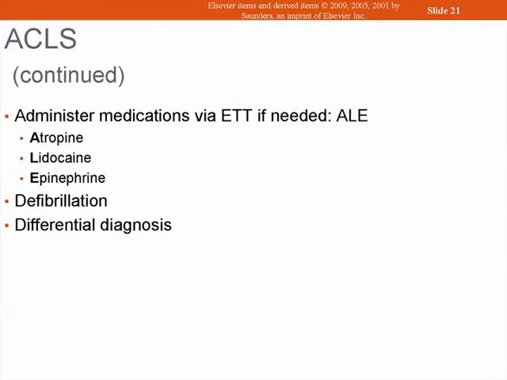So we talked about earlier, when I was talking about intubating a patient and giving some medications, the medications that you can give via an ET tube, if you remember the acronym ALE: atropine, lidocaine, and epinephrine. You also want to move to defibrillation and differential diagnosis in the ACLS component.